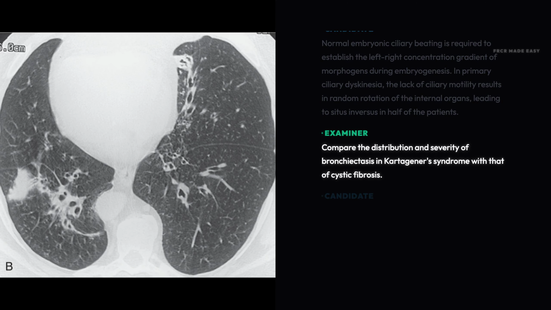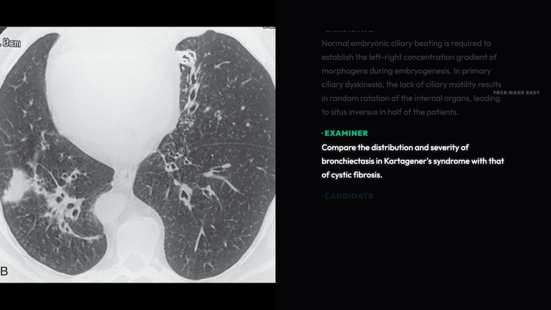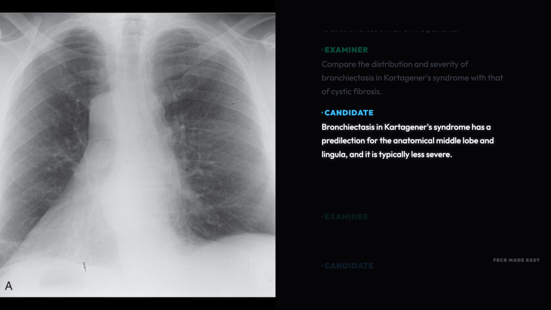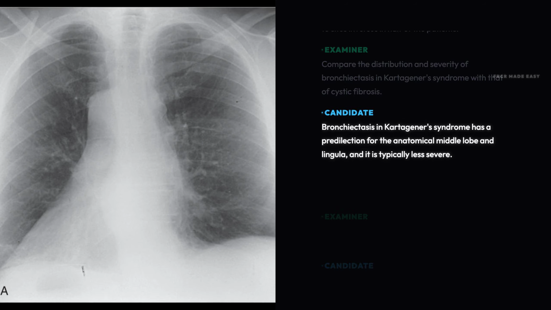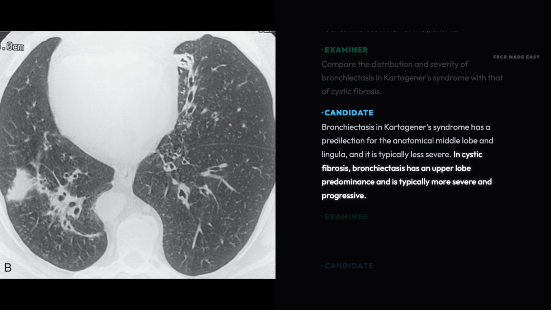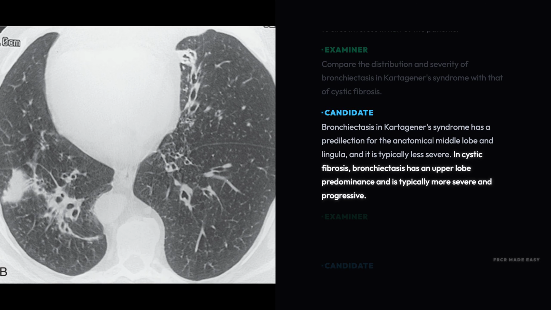Compare the distribution and severity of bronchiectasis in Kartagener's syndrome with that of cystic fibrosis. Bronchiectasis in Kartagener's syndrome has a predilection for the anatomical middle lobe and lingula, and it is typically less severe. In cystic fibrosis, bronchiectasis has an upper lobe predominance and is typically more severe and progressive.